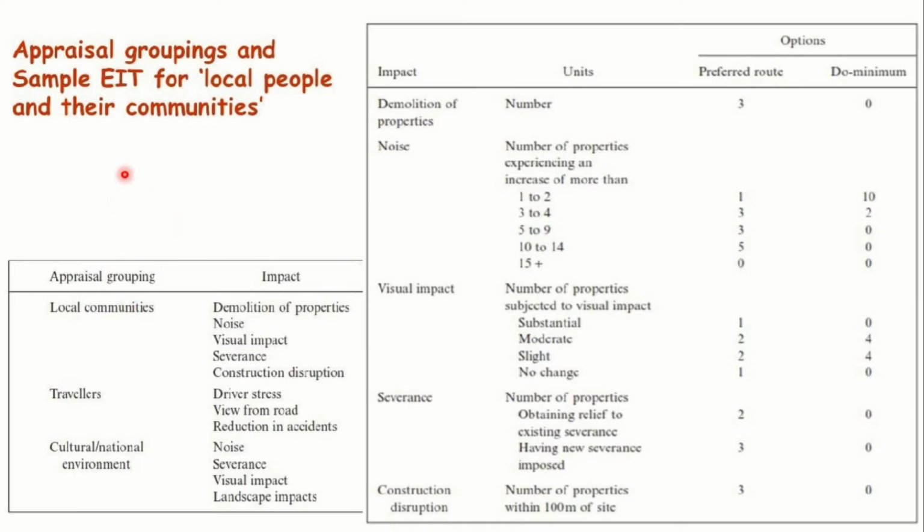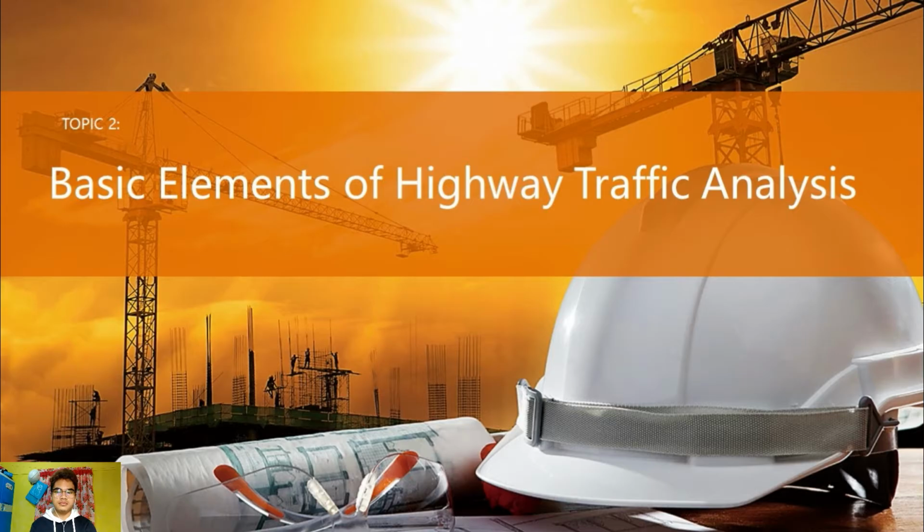Tabular presentation of data kung saan nakasama is yung the main impact sa proposed highway scheme. At the early stages of the highway planning process, the environmental impact table format can be used to consider the alternative route corridors, and ang design manual for roads and bridges, ina-advise na ang EIT o yung environmental impact table be constructed for all relevant appraisal groups.